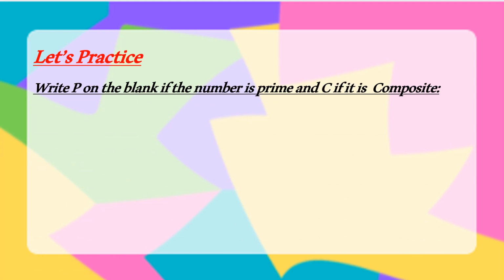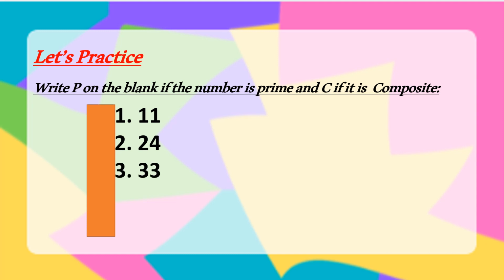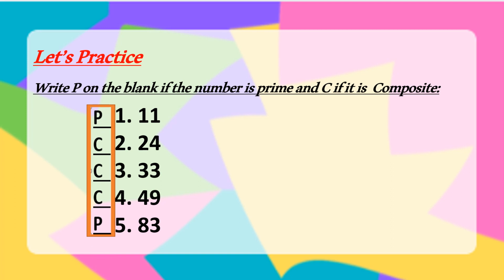Okay, now, let's practice. Write P on the blank if the number is prime and C if it is composite. So, for number 1, 11, number 2, 24, number 3, 33, number 4, 49, and number 5, 83. Okay, are you done? So, let's check your answers. These are the answers. 11 is prime, 24 is composite, 33 is composite also, and 49 is composite, and the last number is a prime number. Did you get the correct answer?